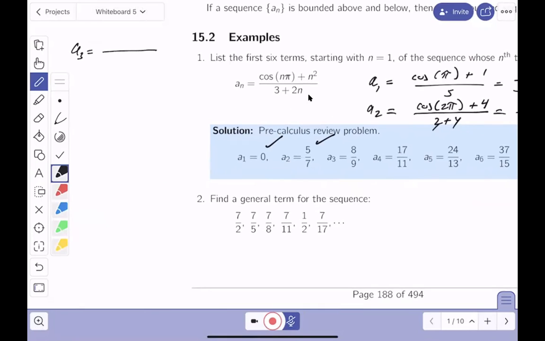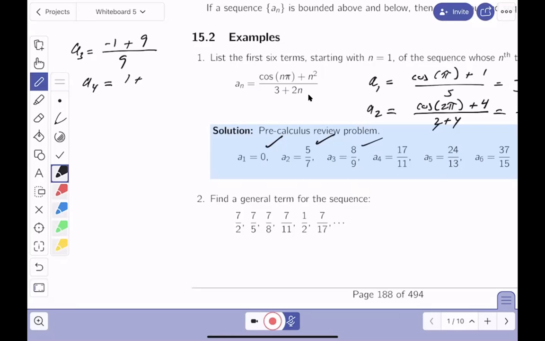So a_3, that's going to be, oh, they're getting more difficult now, right? So n is going to be 3, so 3 pi. Just think about it: 1, 2, 3. That's -1, isn't it? Plus 9. And that's going to be 3 plus 6, which is 9. So 8/9. Well, got that one right too. Let's put down a_4.